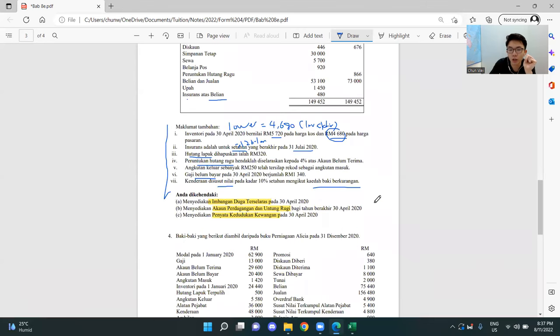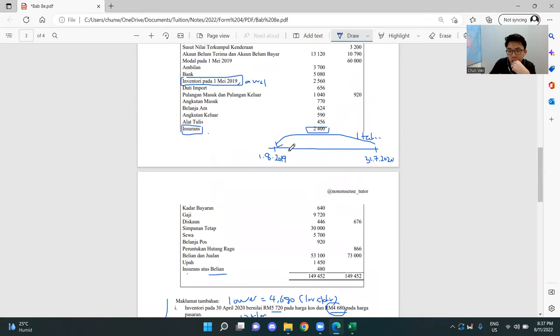But then the question now is, when are we preparing for our account? Up to when? Up to 30th April 2020. Tahun berakhir 30th April mah. Meaning, this thing we can only record sampai 30th April 2020. You get it? So meaning, this is the part that we have to record in our account Untung Rugi.